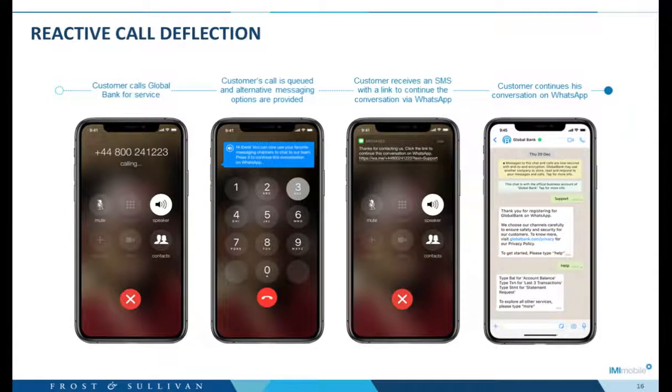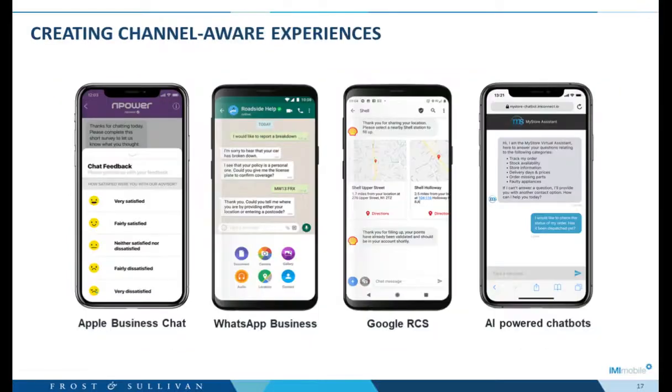Dave, that's a great experience. And you showed one channel, Apple Business Chat. How would you deploy these types of journeys across multiple channels?